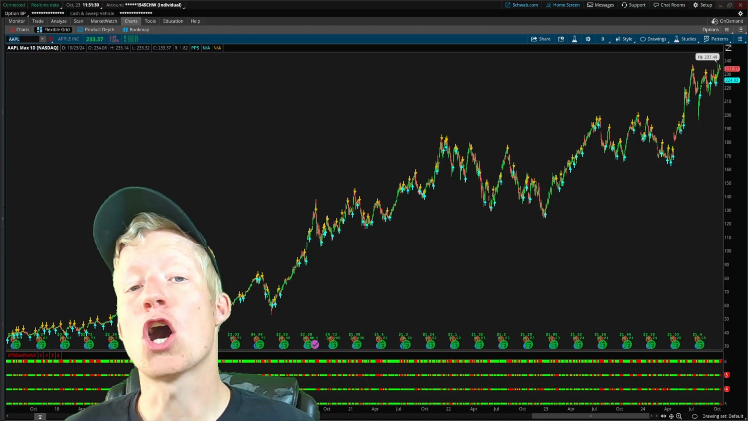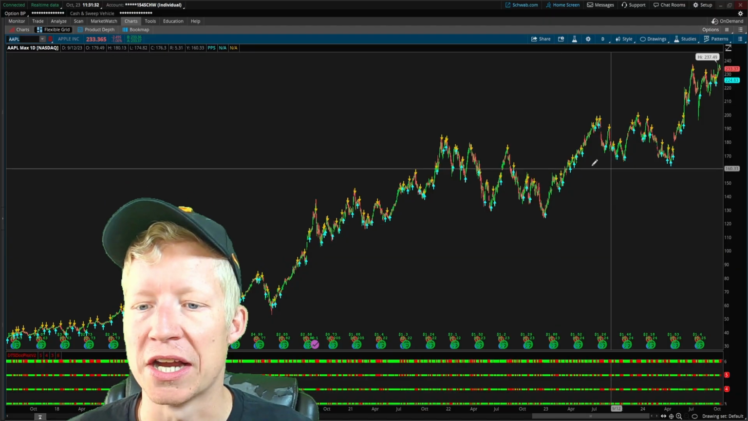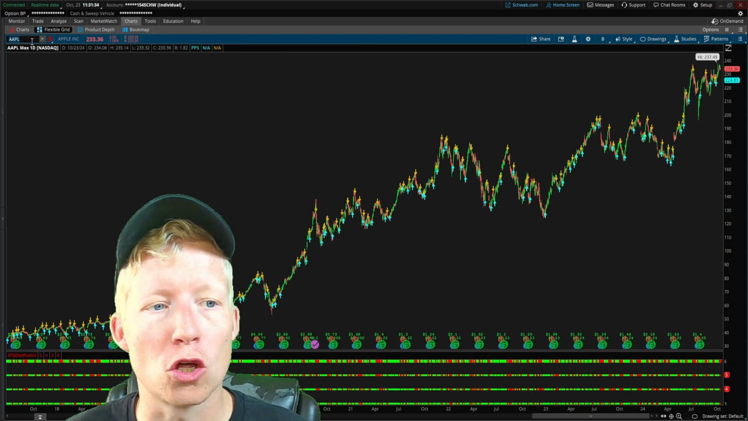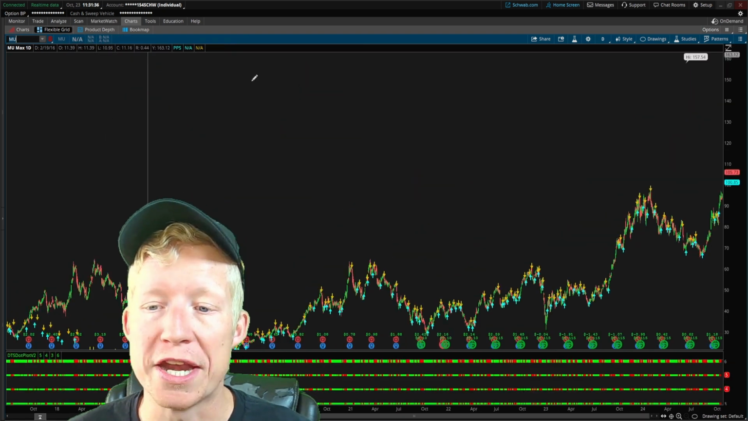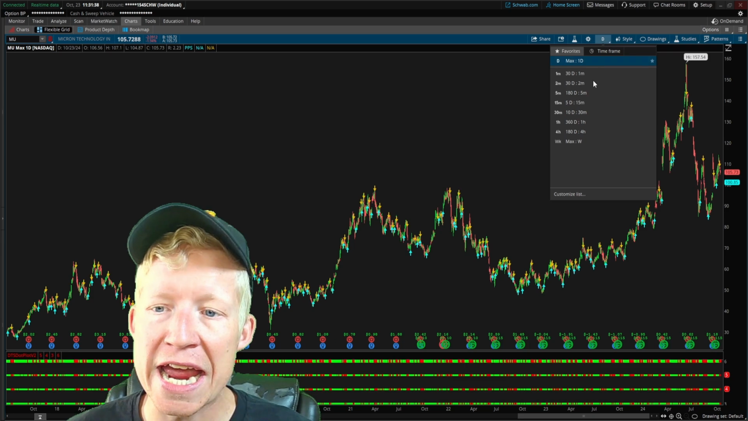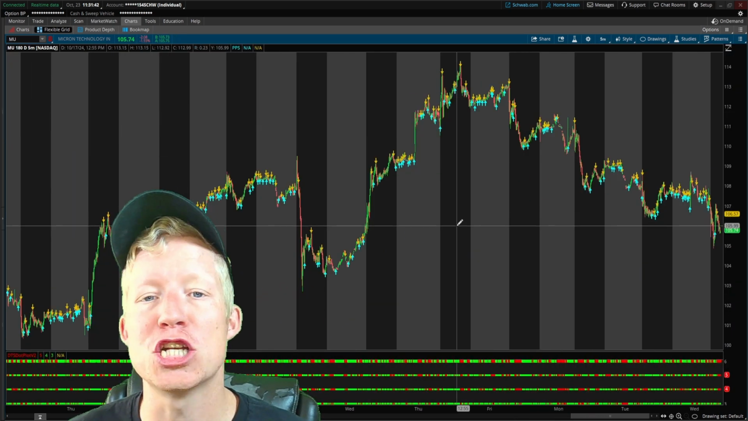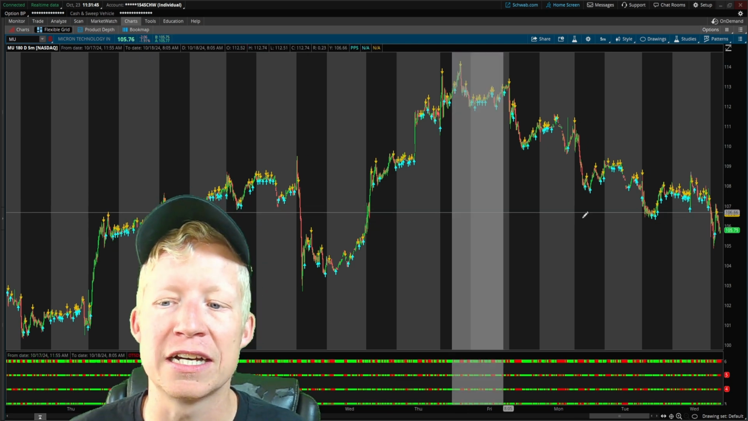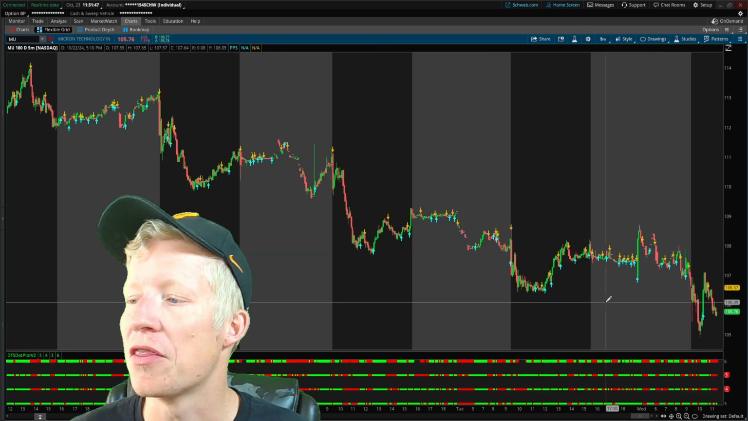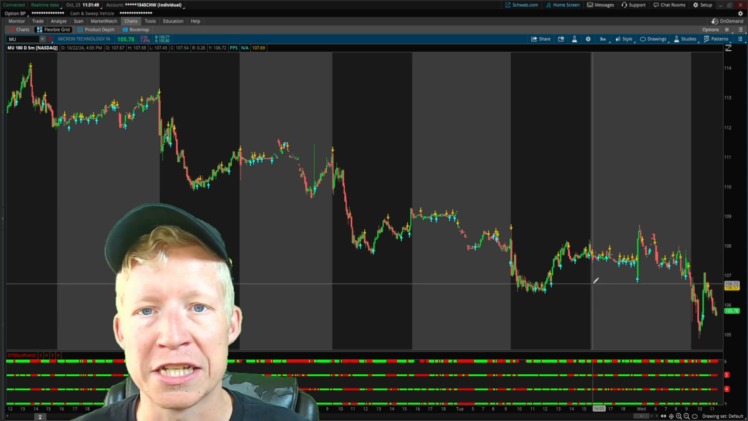As always with any ThinkorSwim study, this automatically loads onto your chart when you switch tickers and when you switch time frames. You don't have to worry about changing any settings. Whatever data is being displayed on your chart, the study will automatically adjust for.